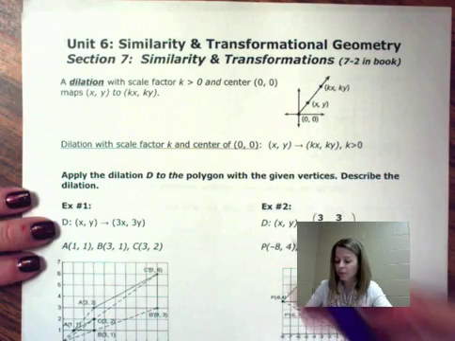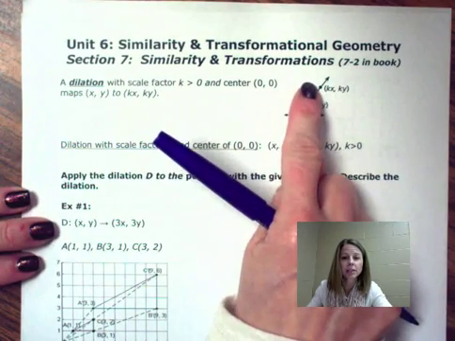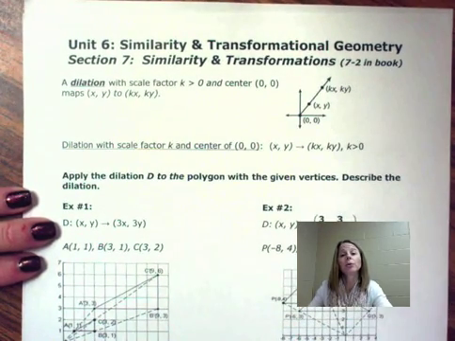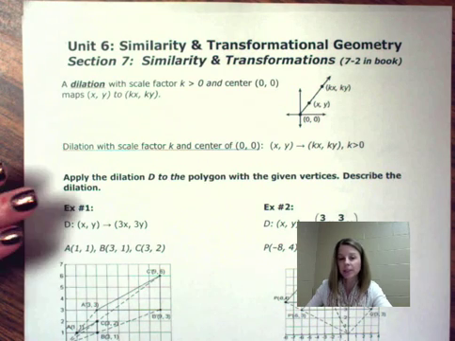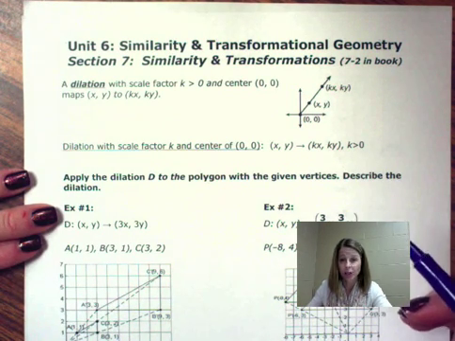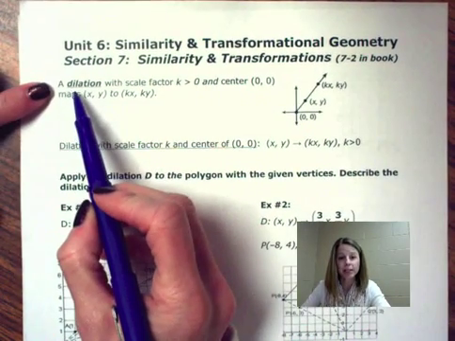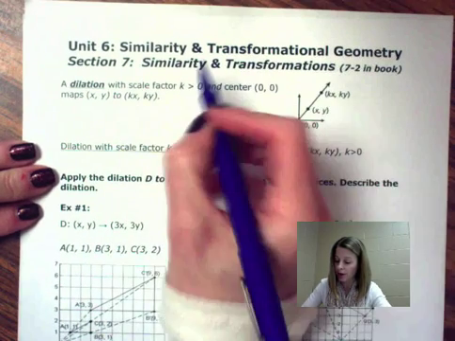Hello, you should have out your Section 7 notes, Similarity and Transformations. We are going to continue to look at this idea of similarity, but today we're going to look at what a dilation is. So starting out, a dilation with a scale factor of k greater than 0.